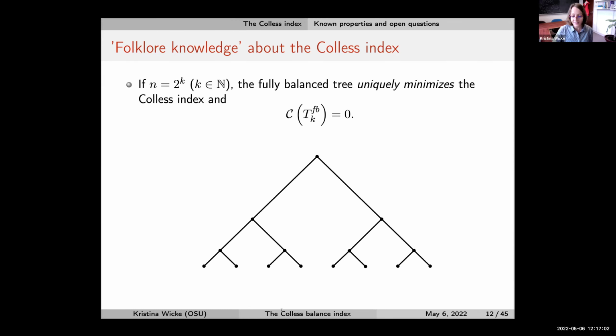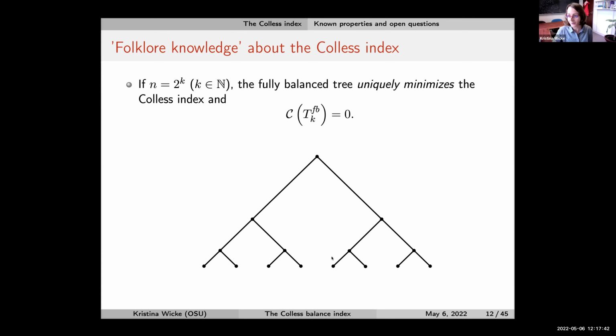What was also often stated in the literature without proof, or just as an observation, was the following. Suppose that n, our leaf number, is a power of 2, then the fully balanced tree uniquely minimizes the Colless index, and the Colless index is 0. That's also not hard to show. Suppose we have a fully balanced tree, then we can think about the Colless values for each vertex. They will all be 0 because it's fully balanced. So at each vertex, the numbers of descending leaves will be identical. So we get a sum of 0. So this is 0 in total.